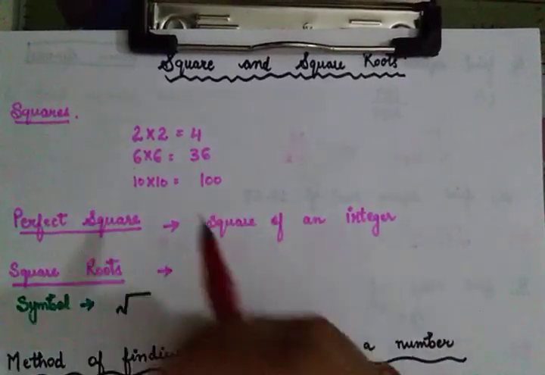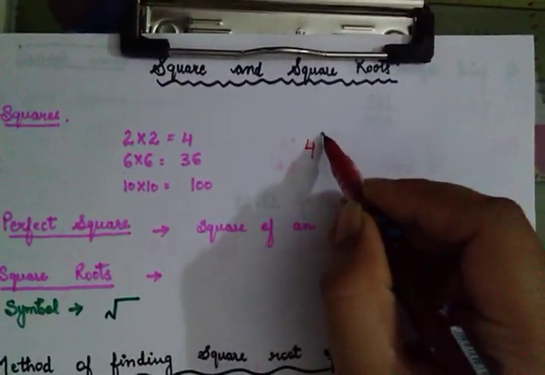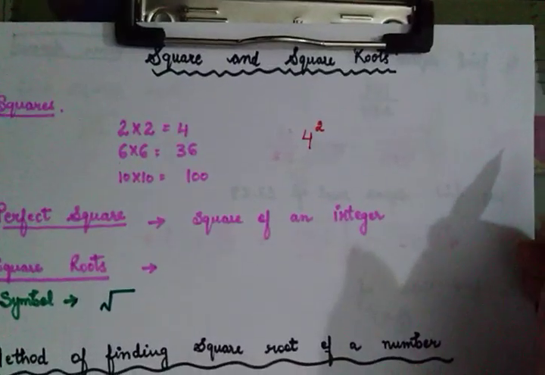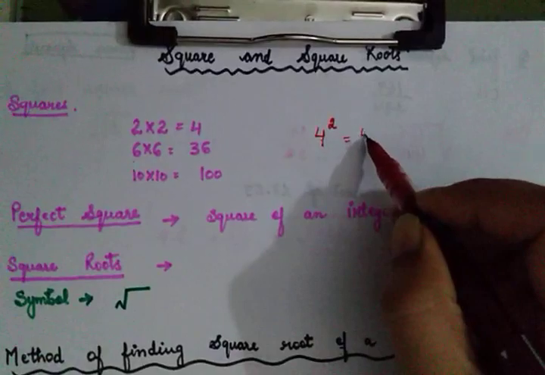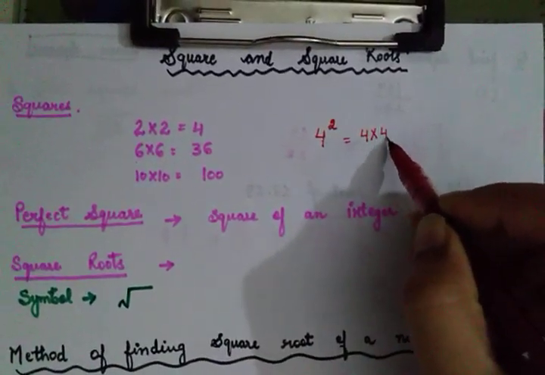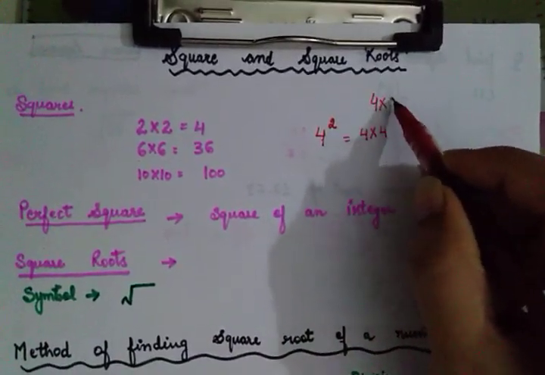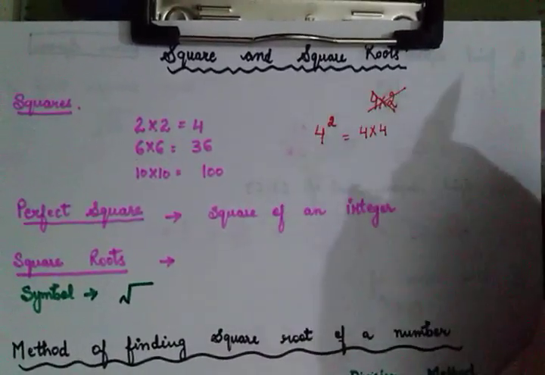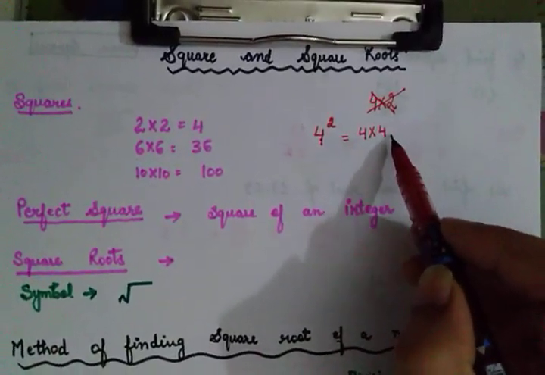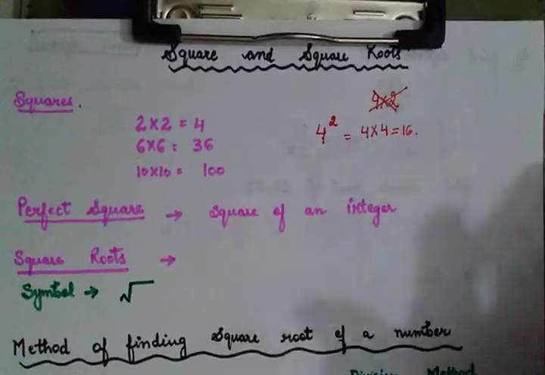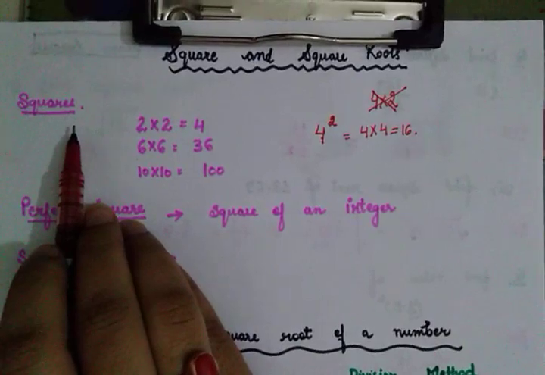Whenever we are talking about the square of a number, we write a number and put 2 on the upper part of it. The meaning of this is that 4 is multiplied by itself. Some of you get confused that when you see 2, you write 4 multiplied by 2, which is absolutely wrong. 4 square means 4 will be multiplied by itself, and 4 into 4, the result will be 16. I hope you are clear with the concept of squares.